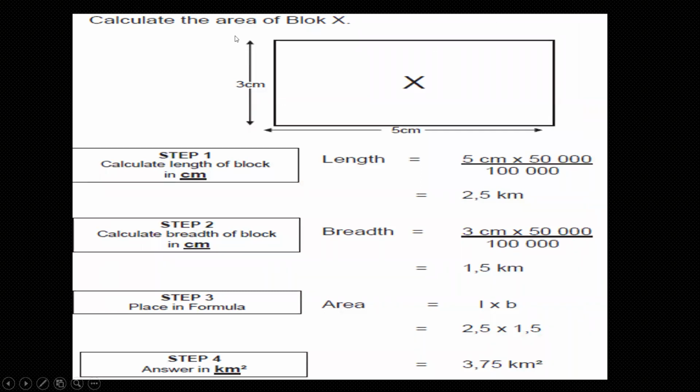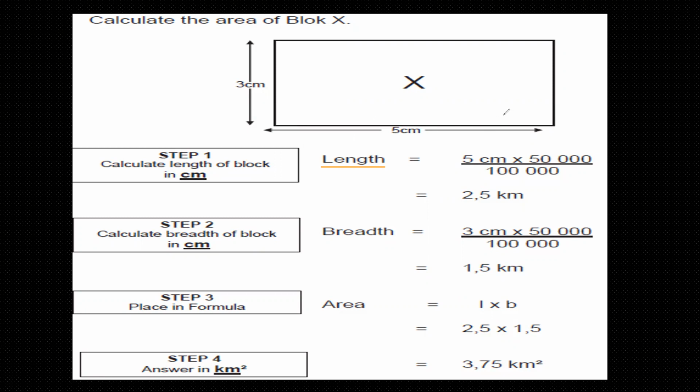we are given this block at X. We need to first work out the length of your block. We want to know what's the length and what is the breadth. So we measure our length first, and that is going to be 5 centimeters. But it's not really 5 centimeters in reality. It's only 5 centimeters on your map. So you're going to need to tell me what is the distance in reality.